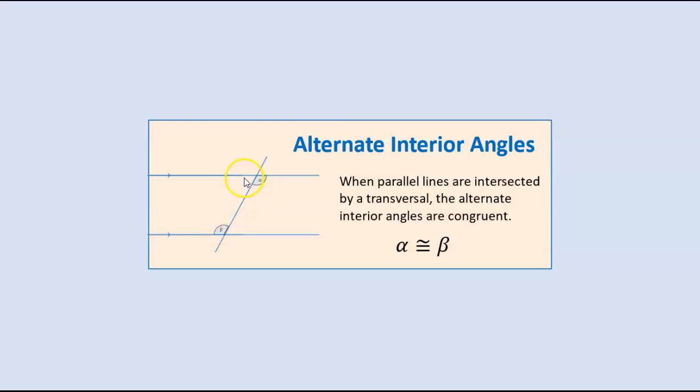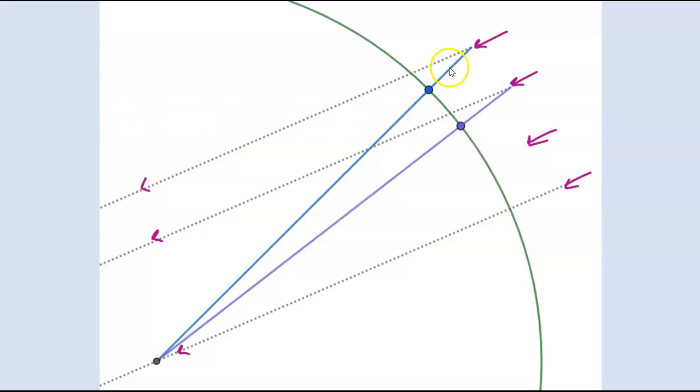Now you'll notice we have alternate interior angles over here too that aren't marked. Those would also be equal to each other. And we're just going to present this here without a proof. You can look this proof up separately. We are just going to use this theorem now to show that the difference between these two angles and this angle is equivalent.